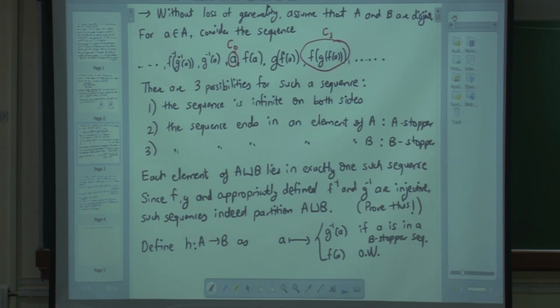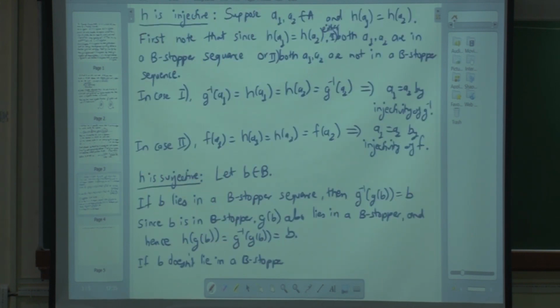Correct? So therefore, if b doesn't lie in a B-stopper sequence, then f inverse of b exists, and h of f inverse of b will be defined as f of f inverse of b, and that will be equal to b, and this completes the proof. So we have shown that h is both injective and surjective. Any questions about this? Yes.